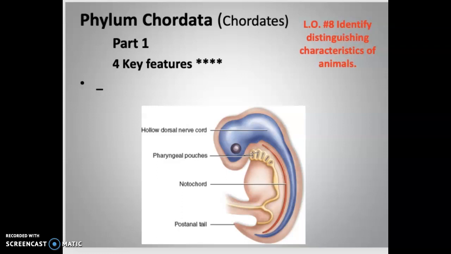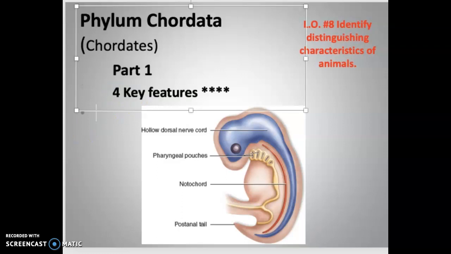Everybody within this phylum will have four key features. In general, we call these the chordates, the generic term for them, but all of these organisms, all these groups, these classes and orders and families and genuses and species, etc., that all fall under Chordata, all have these four big key features. This is what says, okay, you're now in Chordata.